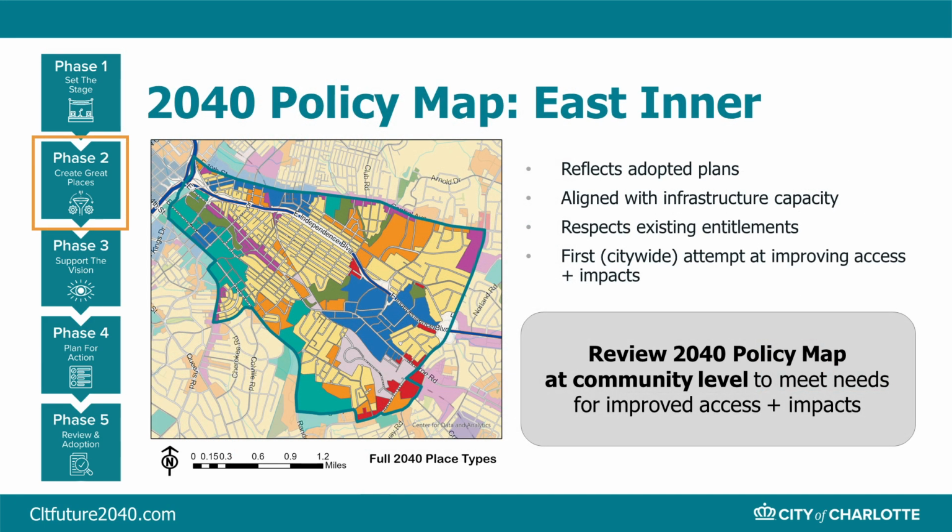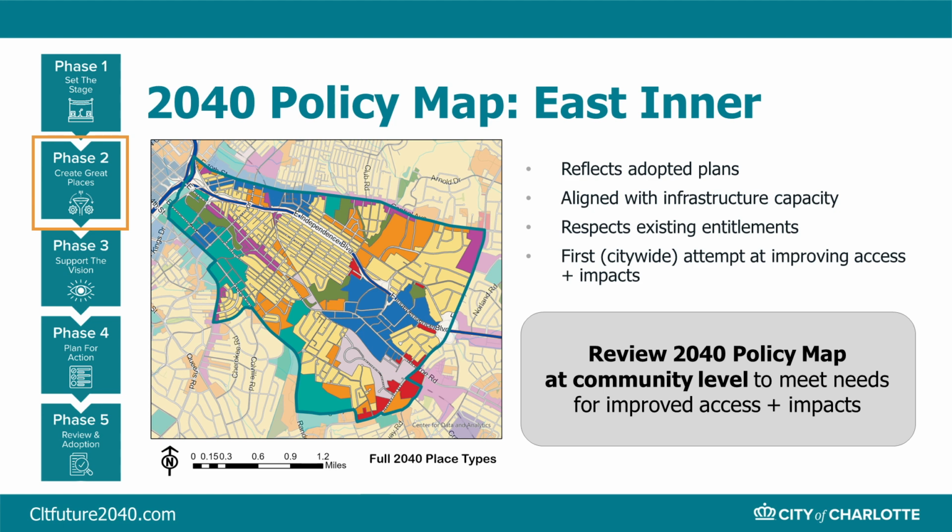In Phase 2, we'll review the place type designations within the 2040 policy map for this geography. These designations are based on guidance from the Comprehensive Plan and significant input from the community. They were applied citywide to ensure future growth is aligned with infrastructure capacity and distributed equitably. In this process, we'll look for opportunities to refine the place type designations to reduce environmental impacts.